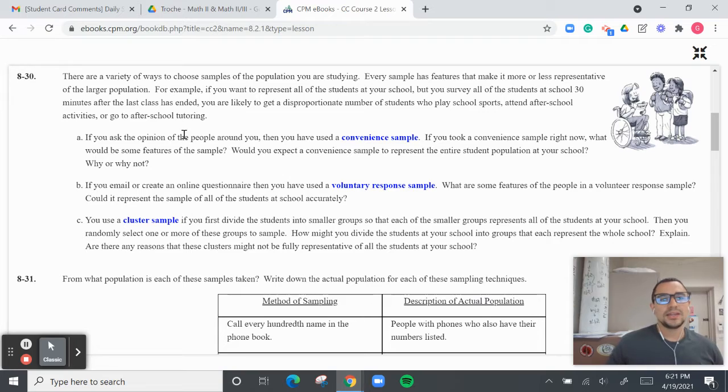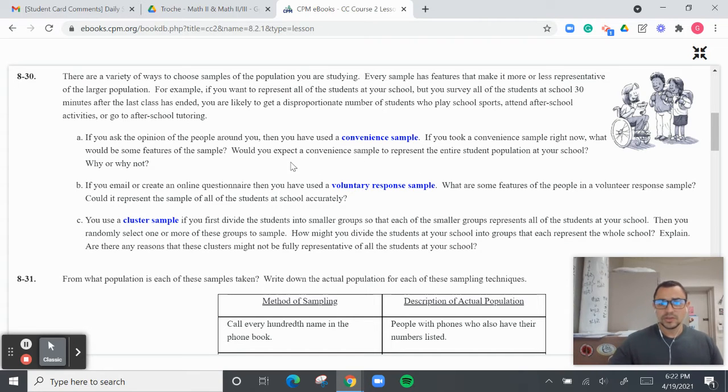If you ask the opinion of the people around you, then you have used a convenient sample. It's very convenient for you in this area right now. If you took a convenient sample right now, what would some features of this sample be? Well, for me, it would be samples of preteens and teenagers. It would be 12, 13 years old. It would be a very convenient sample of a certain demographic, and also a population of age groups and stuff like that.